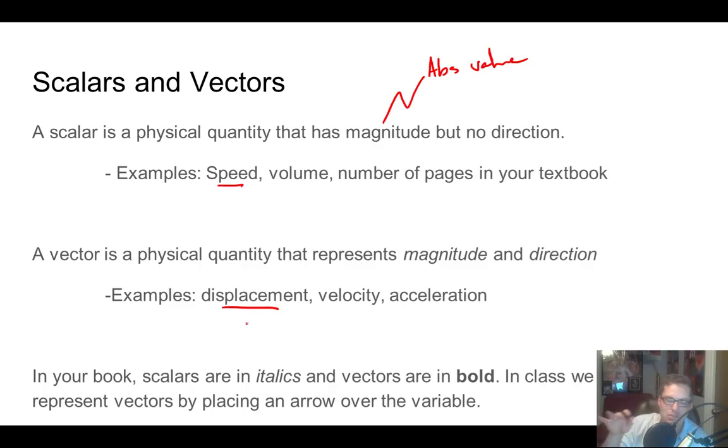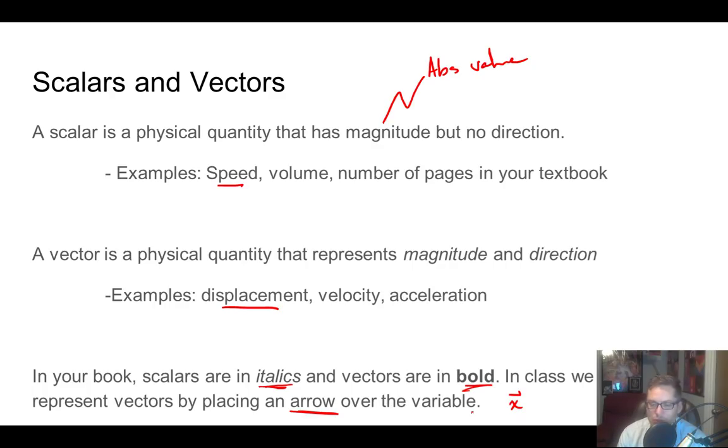Just a little note on notation here. Scalars are always represented in italics, and vectors are always bolded. This is what you'll see if you're reading the textbook or following along in the PowerPoint. So scalars are italicized, vectors are bolded. In class, when you're actually doing problems, when I do them on the board or when you're doing them on your homework or a lab or quiz or an exam, I want you to represent a vector by placing an arrow over the variable. So say our variable is x. You'd put an arrow over it to say that it's a vector, because it's hard to write things bolded and italicized when you're handwriting.